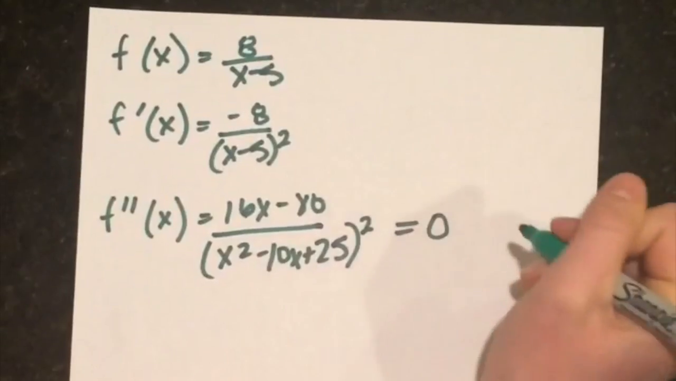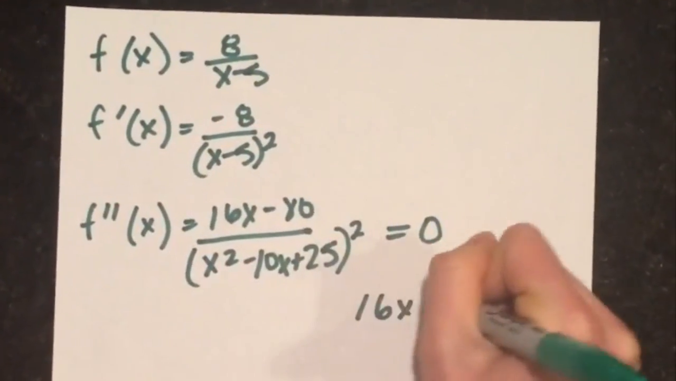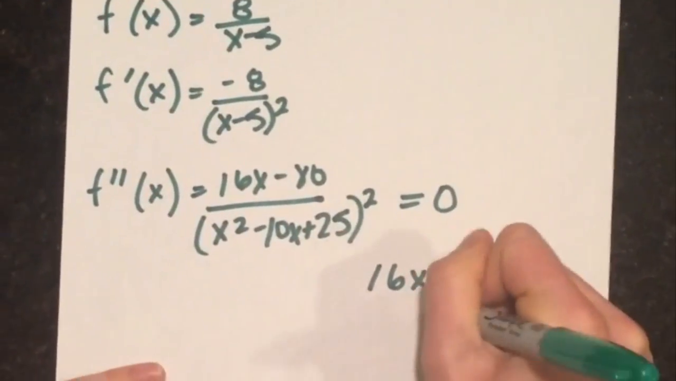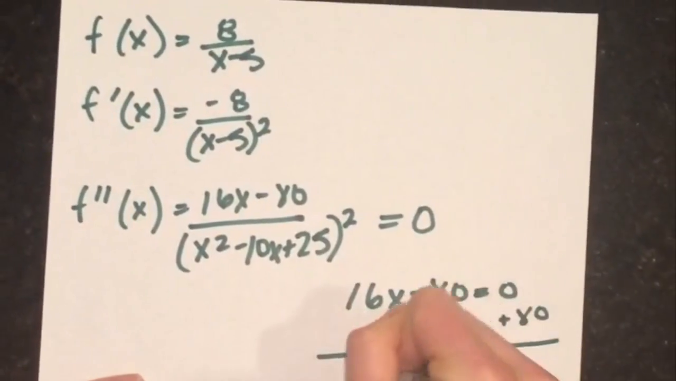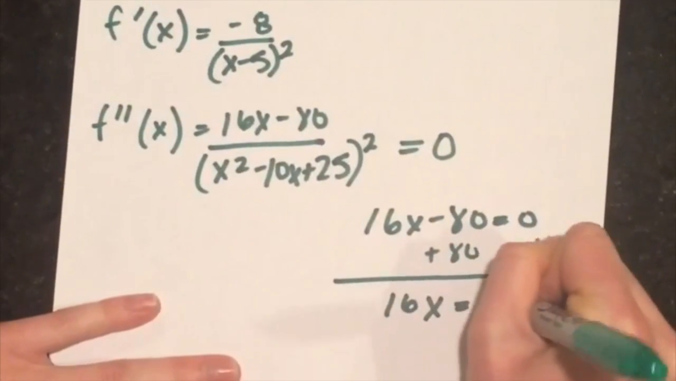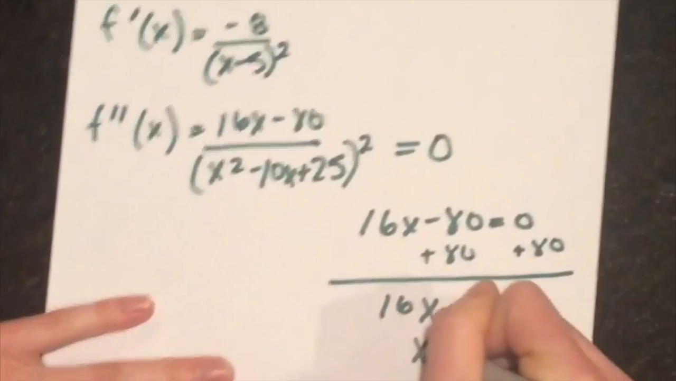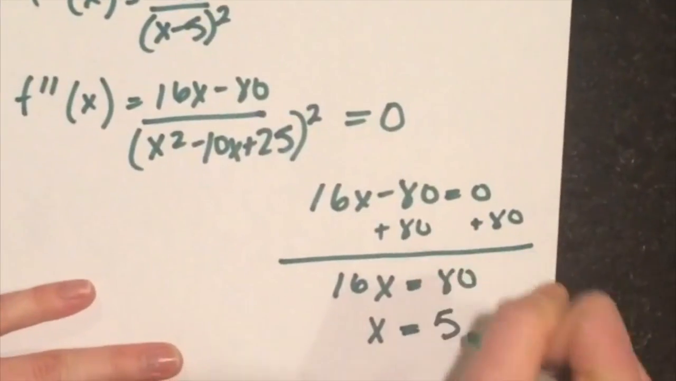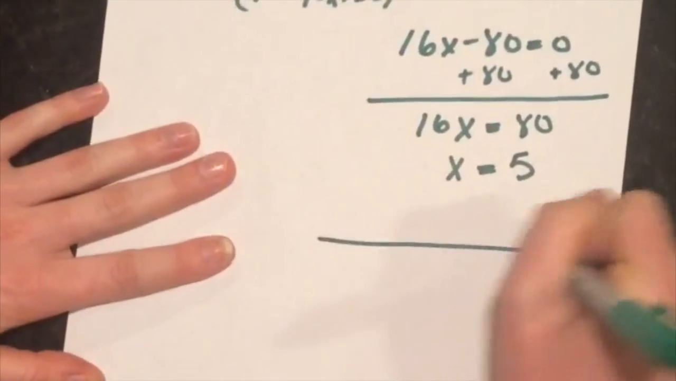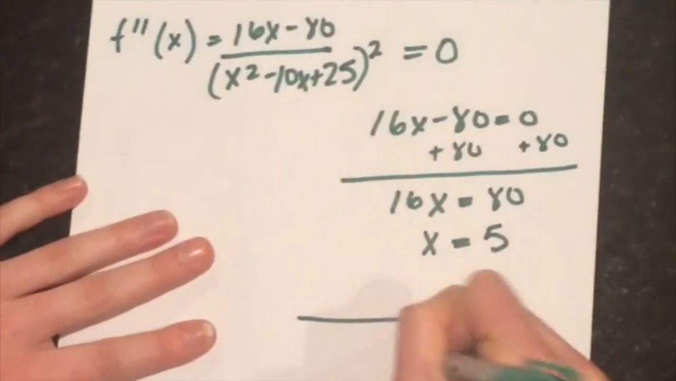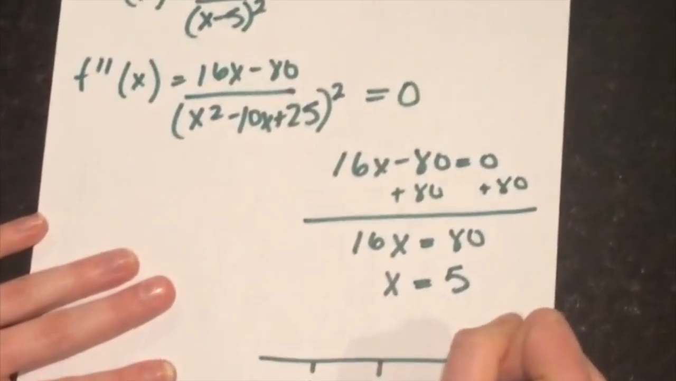So in order to find the intervals, we found the second derivative and then set it equal to 0 and then solve for x. We found that the intervals of the function are negative infinity to 5 and then 5 to positive infinity.